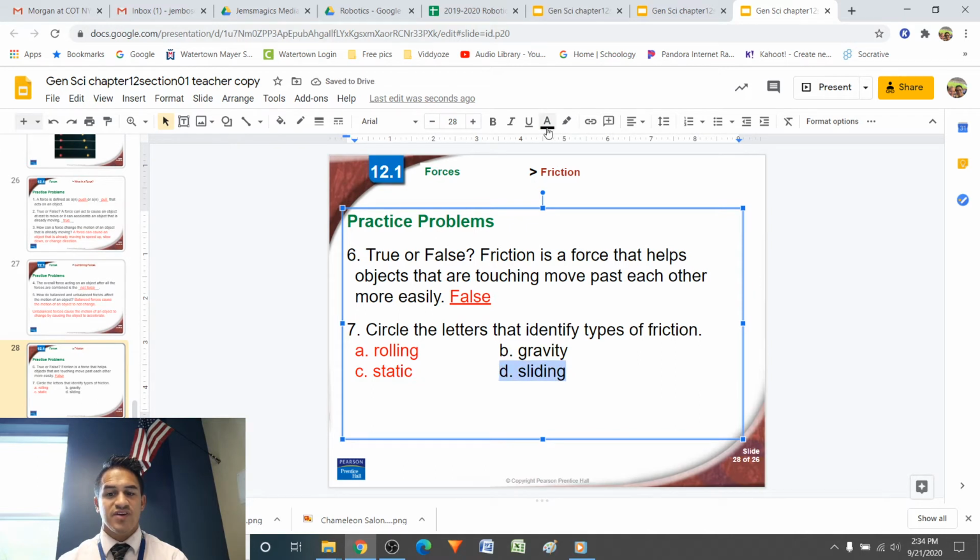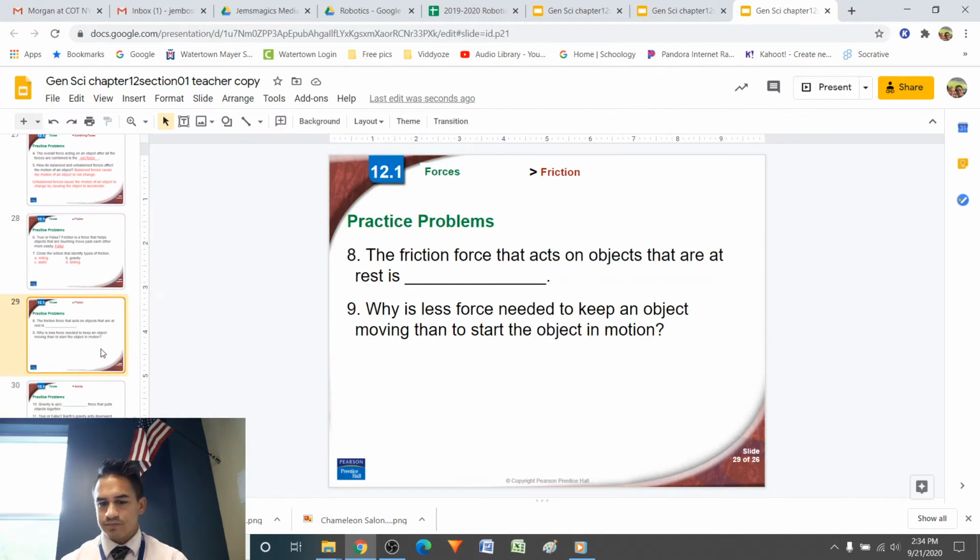And gravity, although gravity is a force, it is not a type of friction. Okay, so it's not a type of friction, it's just a force that we have on us all the time.